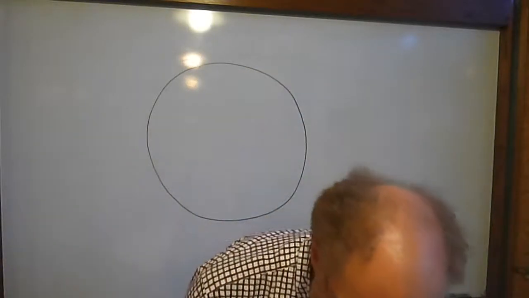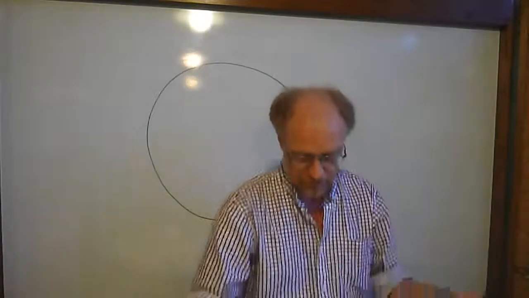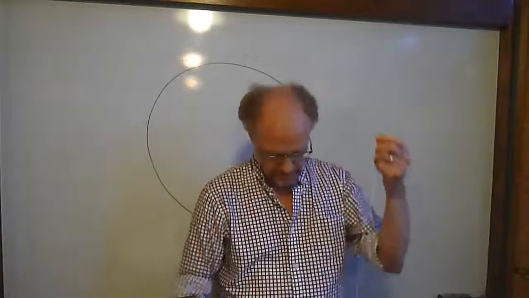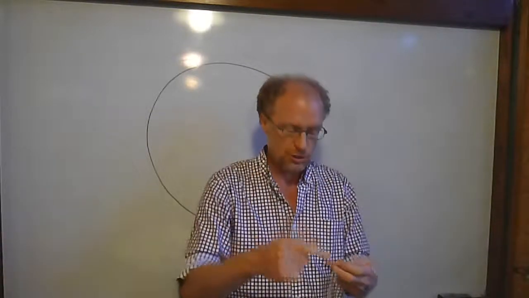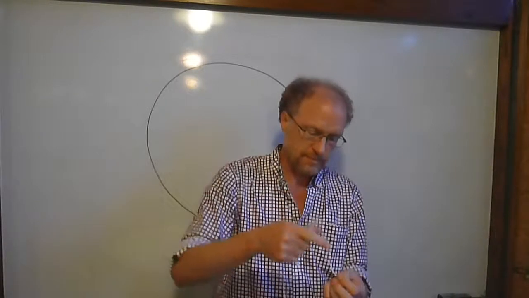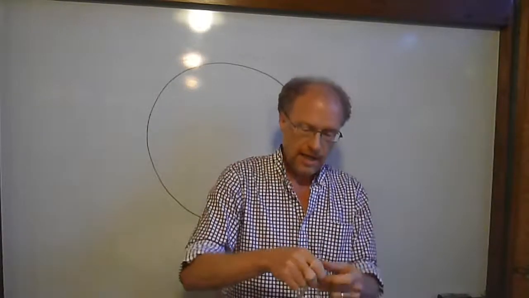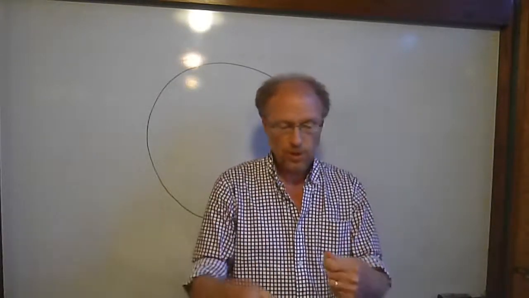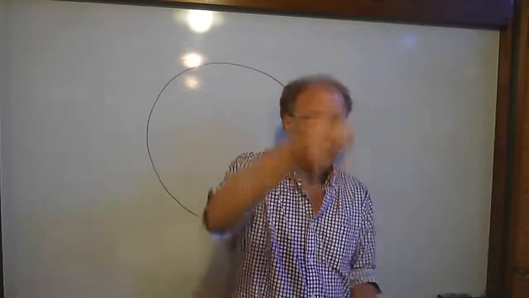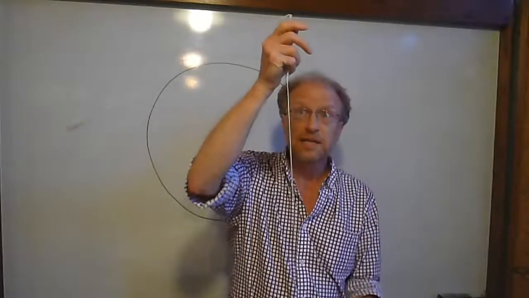In class, we're going to be doing a lab using an eraser that's tied to a string. The string goes through a plastic tube, and at the other end of the string is a weight. And you are going to be twirling the eraser over your head and measuring the speed.